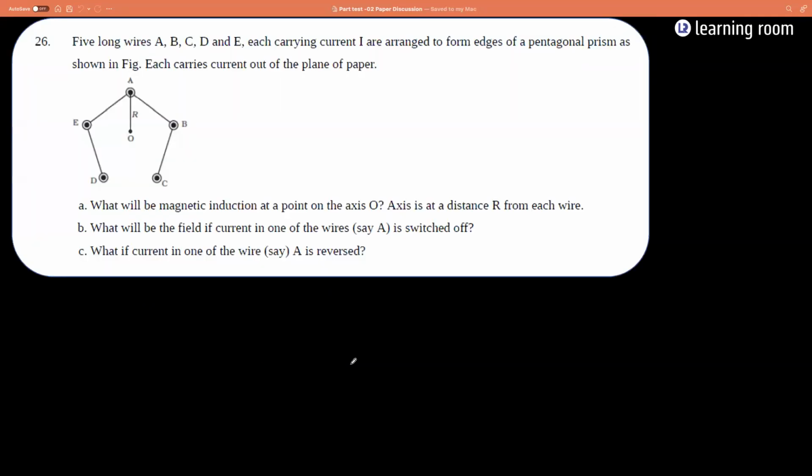Next. Five long wires A, B, C, D, E carrying current I are arranged to form edges of a pentagonal prism as shown in the figure. Each carries a current out of the planar loop. So the direction of current is like this. What is the magnetic induction at a point O on the axis at a distance capital R from each wire? So what is the answer, guys? Anybody who could solve this?